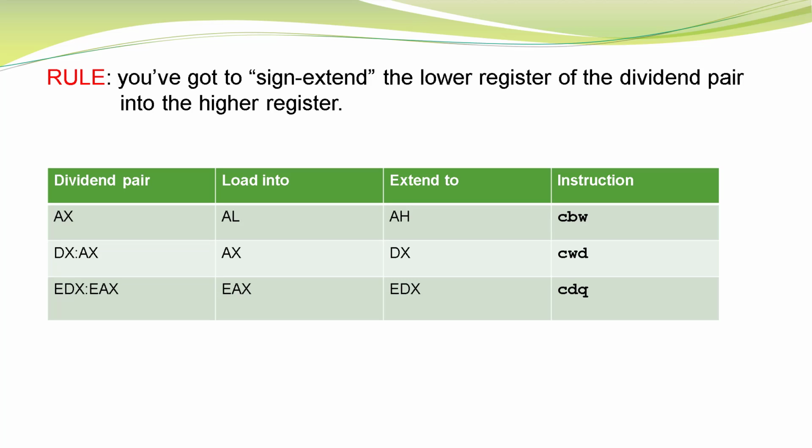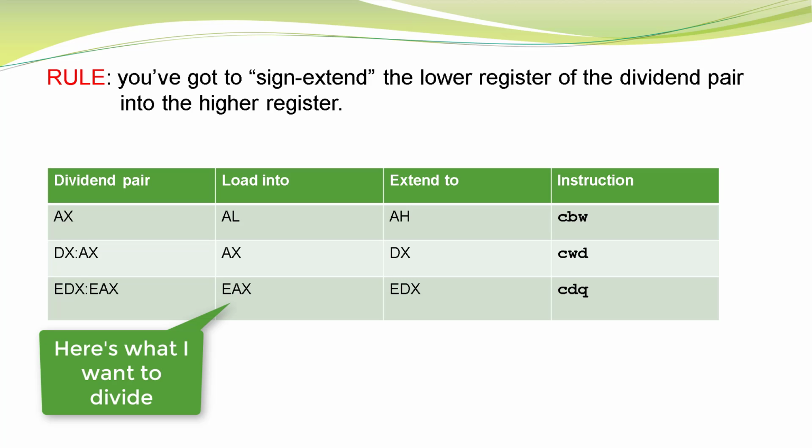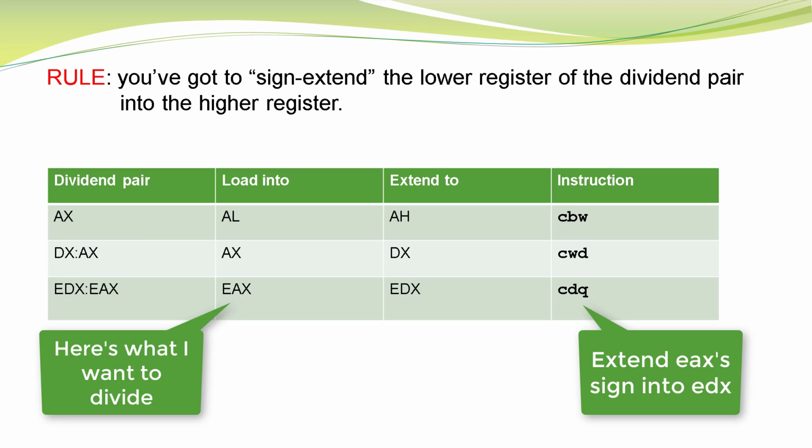But with signed division, there are 3 instructions that come in real handy for this purpose. If the number in the lower register of the pair is negative, then we want the higher register to contain all Fs. This chart should help. Again, let's pick the one you're going to use the most. That is 32-bit division. You load the number you want to divide into the EAX register, and then you use this instruction right here to extend the sign into the EDX register.